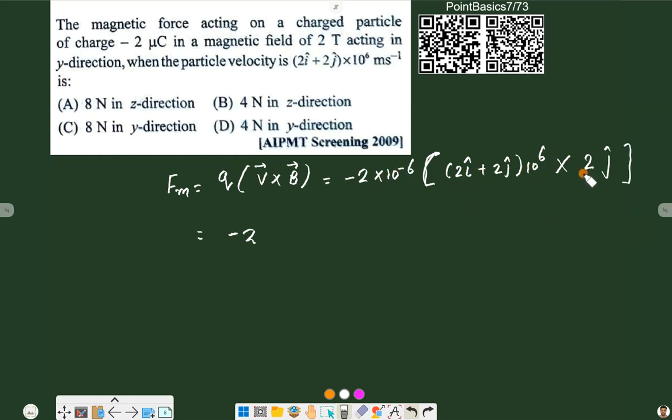I cross J is K. So this will be 4K plus 2J cross 2J. J cross J is 0. So plus 0. So it will be minus 8K. Or we can say 8 Newton in negative Z direction to be precise. And here we have 8 Newton in Z direction. So option A will be the right answer here.